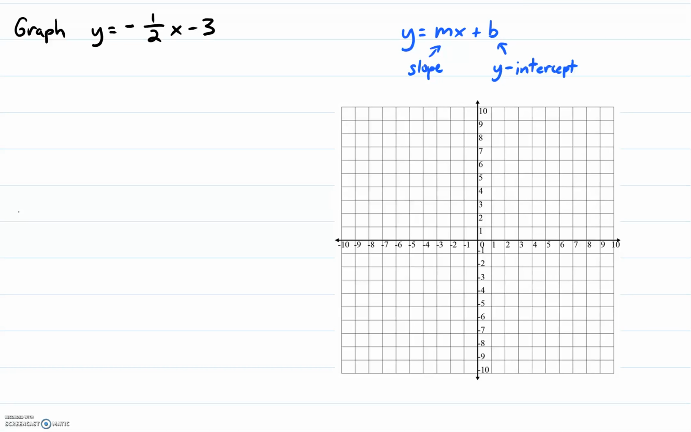In this video, we're going to graph the line defined by the equation y is equal to negative 1/2 x minus 3. So on the right-hand side of your screen in blue, you can see the slope-intercept form of a line. Essentially, that's just where we've solved it for y and combined any like terms.